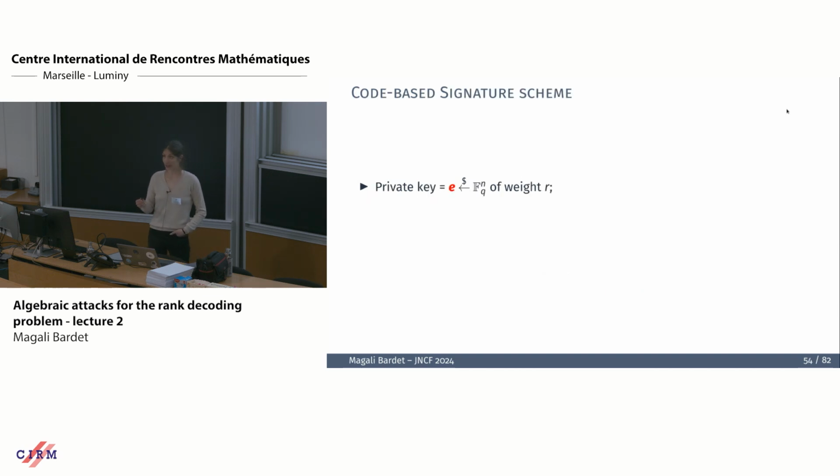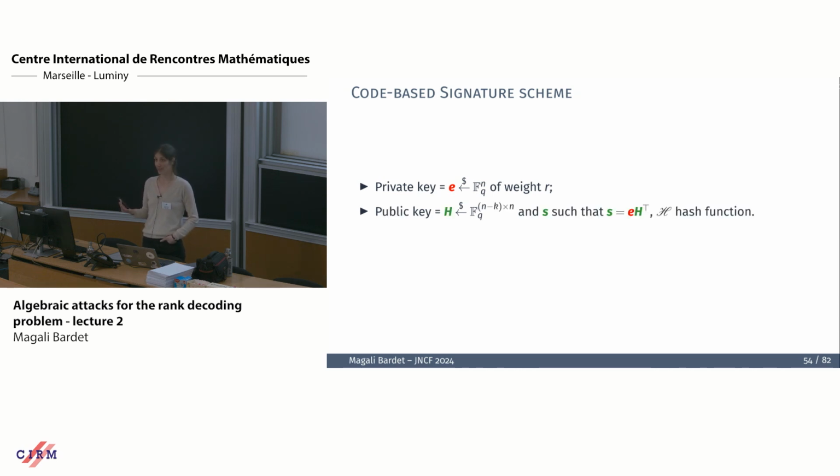I described an encryption scheme, how you can encrypt a message, and it's also possible to do signature schemes with coding theory. So if I want to design a signature scheme, what we can do is take as a private key a random error with some weight R. And the public key will be a random matrix. And what is interesting in this setting is that I don't need a decoding algorithm. I just take a random code, and I know that for a random code, no one knows the decoding algorithm.